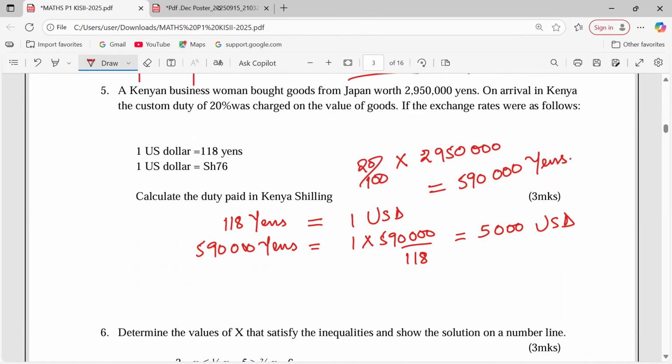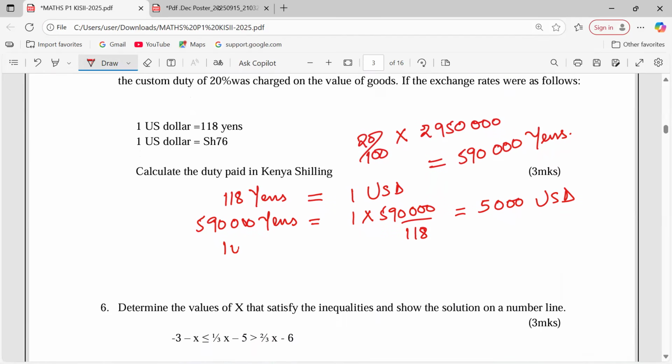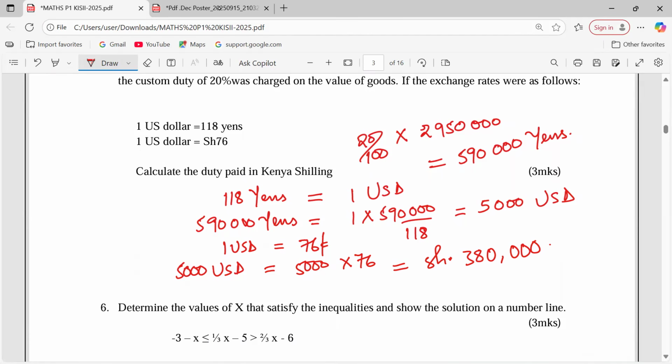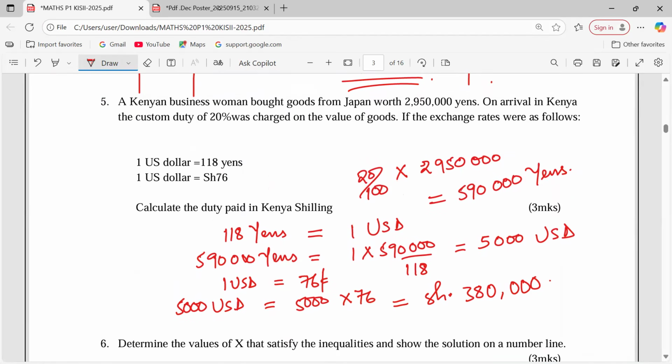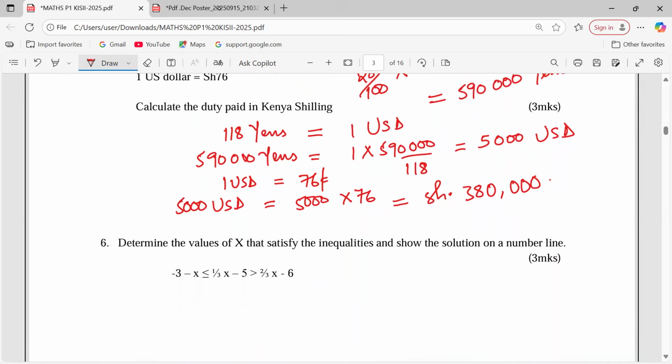US dollars. Then we say 1 US dollar equals 76 Kenya shillings. What about 5,000 US dollars? It shall be 5,000 multiplied by 76 over 1. So 5,000 by 76 gives us exactly 380,000 Kenya shillings. So that is the amount of the custom duty the Kenyan businesswoman was charged.